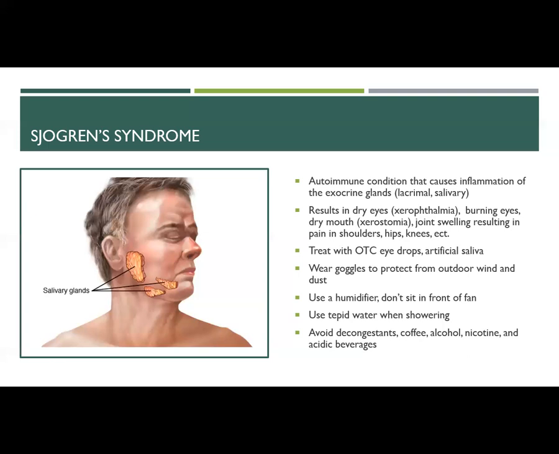So like I said, what this basically is, they've got inflammation of those exocrine glands. So it's causing them to have that burning eyes, dry mouth. So anything that would cause dry mouth or dry eyes, you avoid. Things that can help promote moisture would be helpful. So for example, using humidifiers throughout your home, very, very helpful. Now, sitting in front of a fan all day, not so helpful. Other things like using that tepid water when showering can be very helpful. And then avoiding things like nicotine, acidic beverages, and so on and so forth.